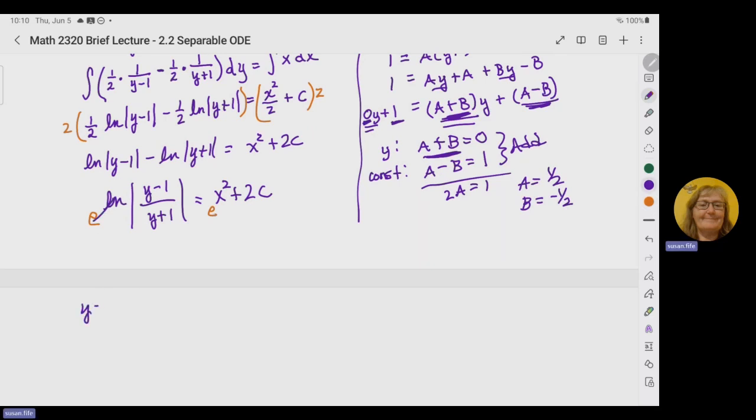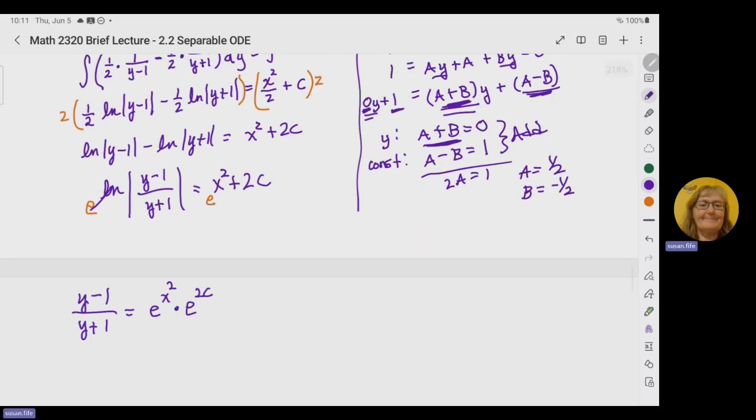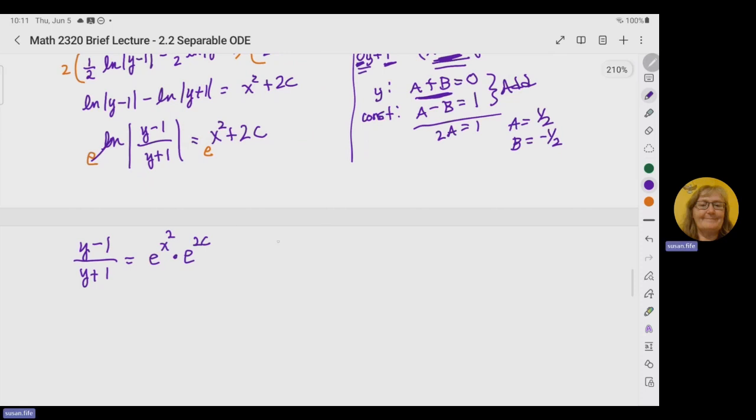And I'll go to my next page. I get y minus 1 over y plus 1 equals e to the x squared times e to the 2c. And here again, I'm going to make a substitution. I'll let k equal e to the 2c. So I get y minus 1 over y plus 1 equals k e to the x squared.